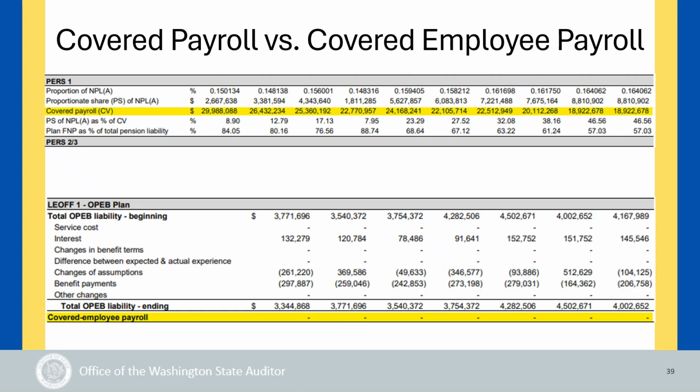Let's look at a correct example of covered payroll versus covered employee payroll. On the top picture, you can see PERS 1, which is administered through a qualified trust. Because it is in the trust, we use covered payroll. On the second picture, we are dealing with a LEOFF 1 OPEB plan. That is not in a trust. Since there isn't a trust, then we use the covered employee payroll terminology. We recommend using the SAO RSI templates to ensure that you have the correct language or to create your own template and verify that the language is correct.